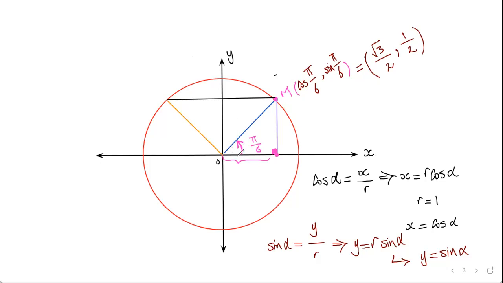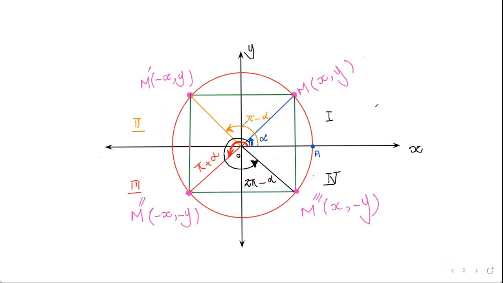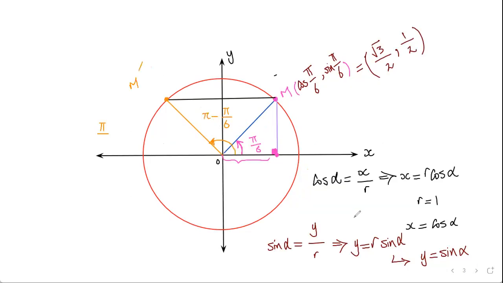And guys, look at this. What is the angle here that I got to this point M prime? I'm at the second quadrant. What is this angle? It's pi minus pi over 6. Why? Because we showed that here. From alpha, we go to pi minus alpha. Then as a result, this angle here is 5 pi over 6.